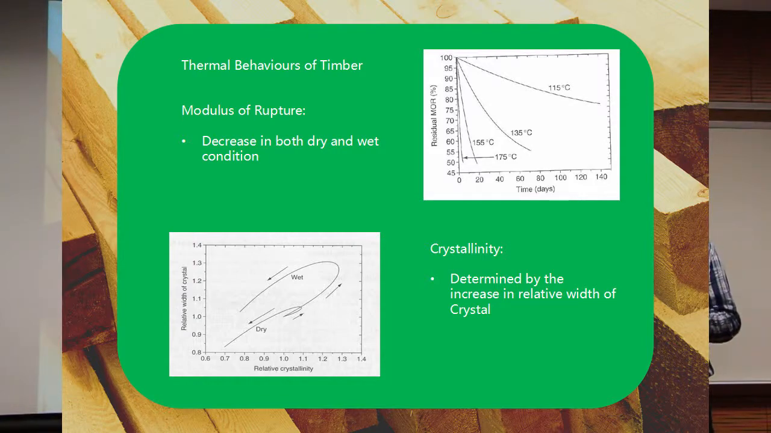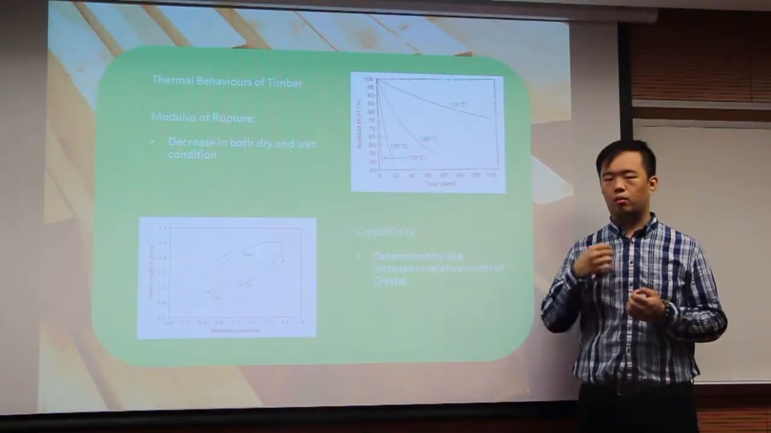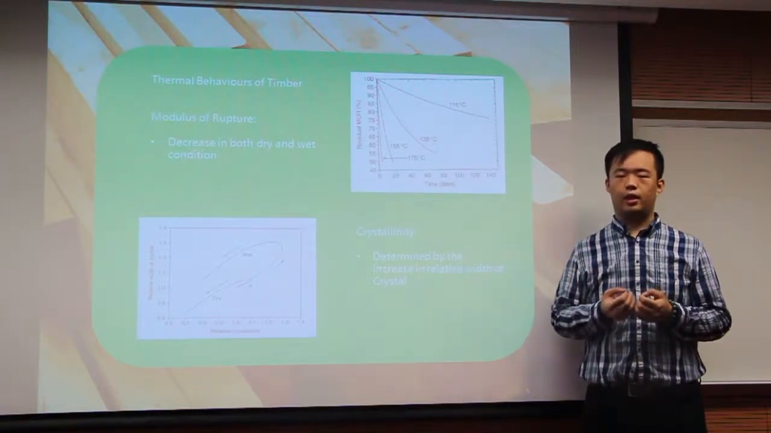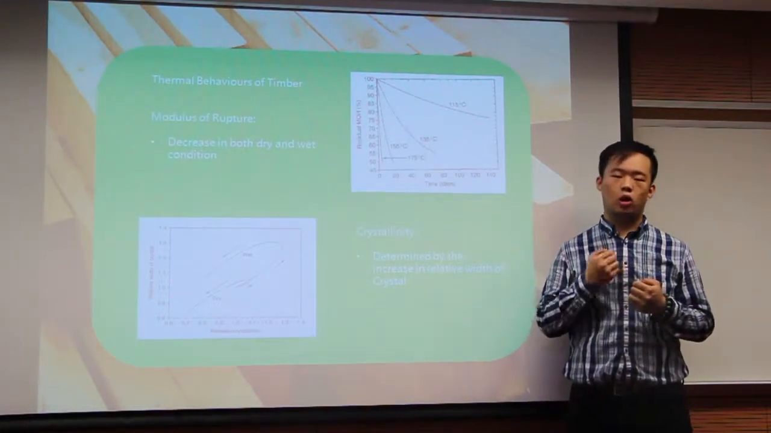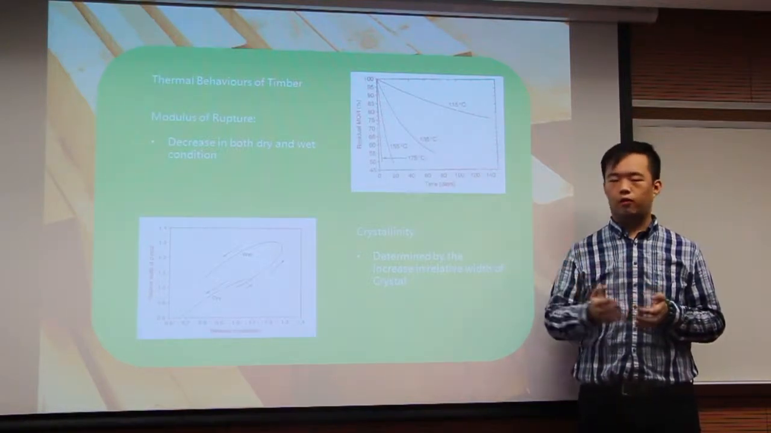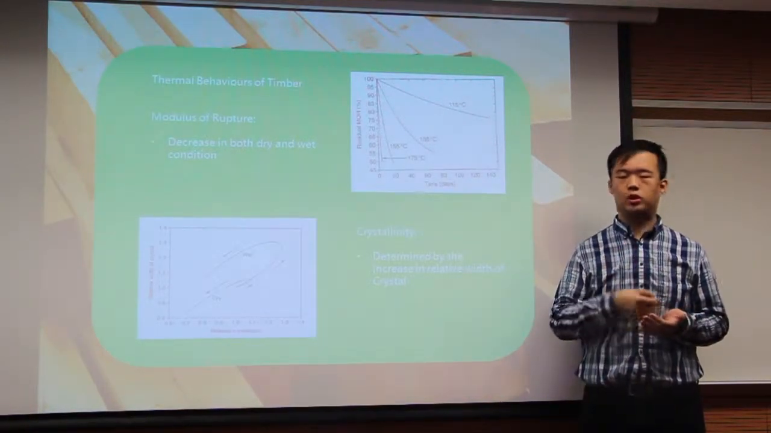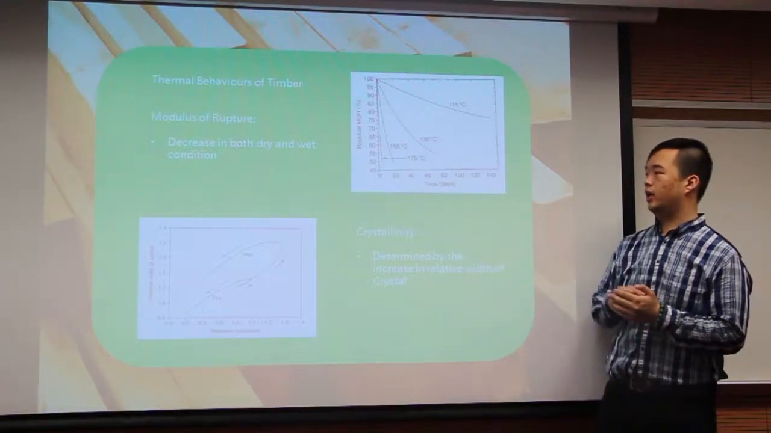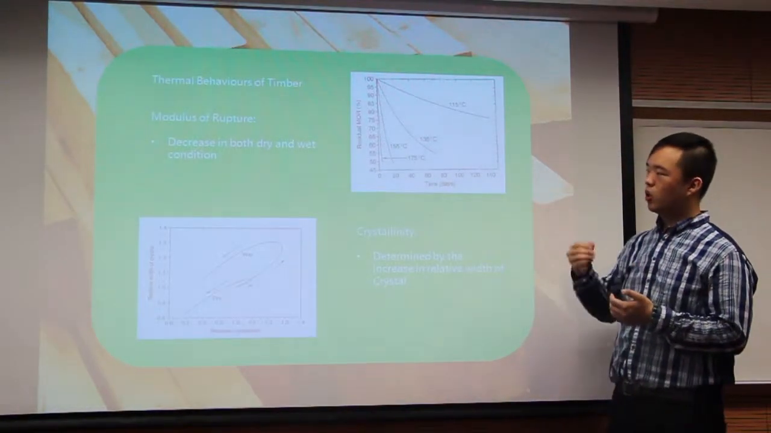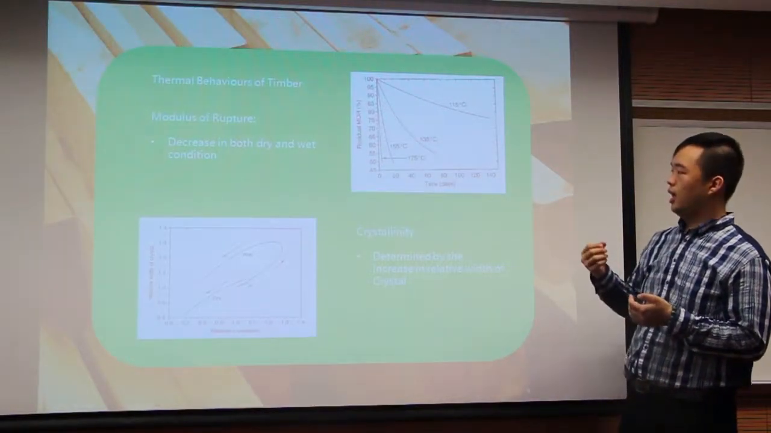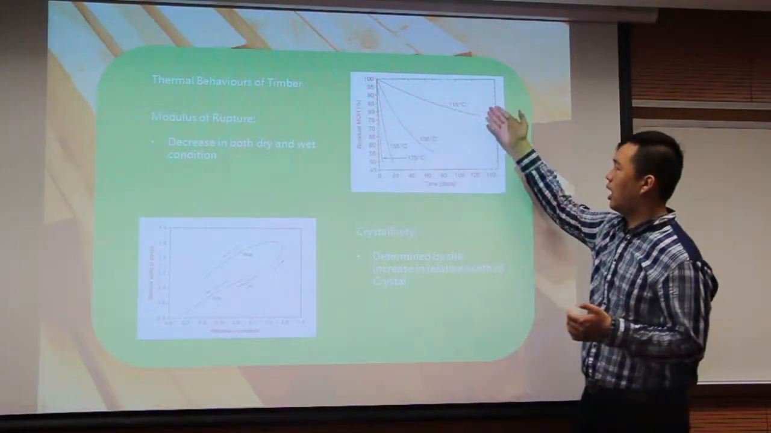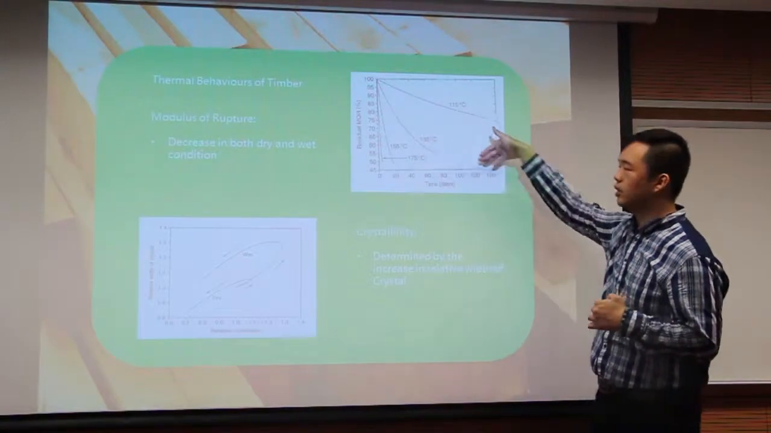The modulus of rupture is a bit different from the modulus of elasticity, which means that there will be no increase through the whole process, even from the low temperature to high temperature. And we can see in this picture the decrease in both dry and wet conditions. And we can see in this curve, even at low temperature and high temperature, it will always decrease.